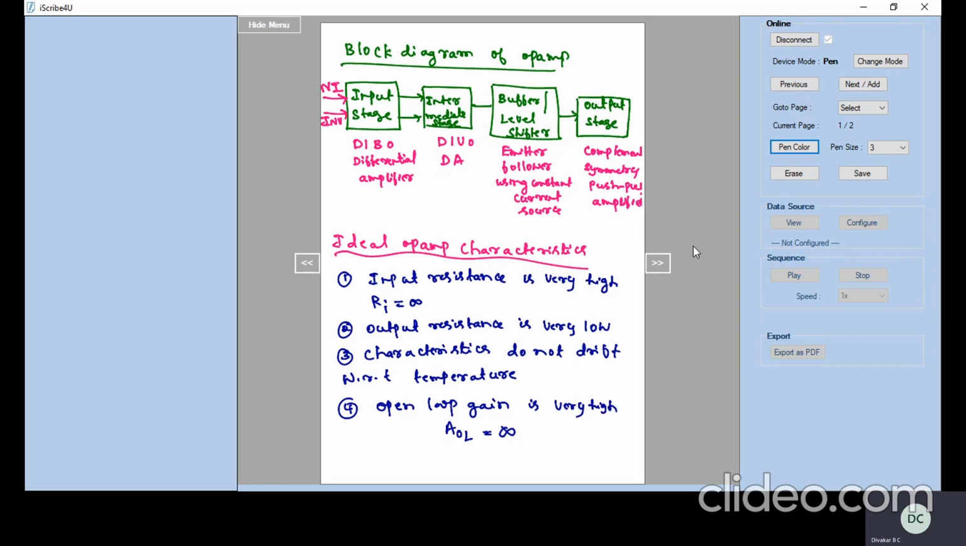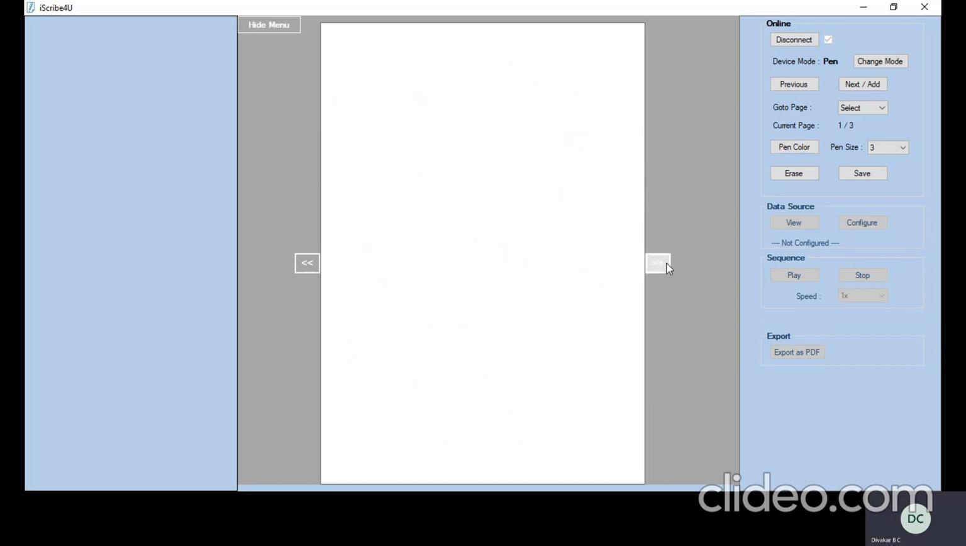And the fifth one, zero input offset voltage, that is VIO, is 0. Next, zero input offset current, IIO, is 0.